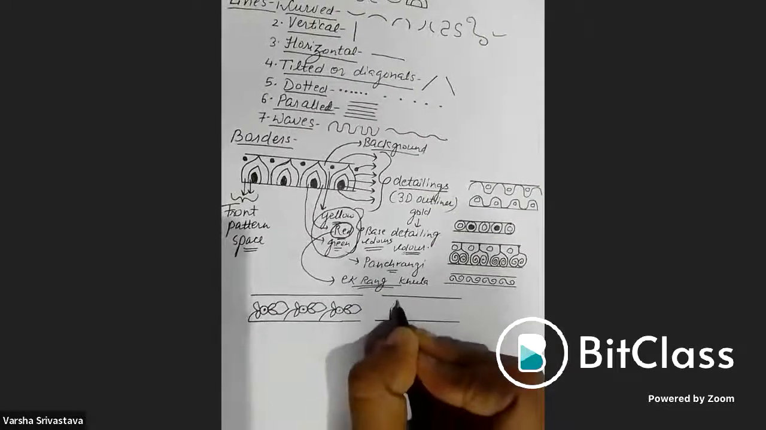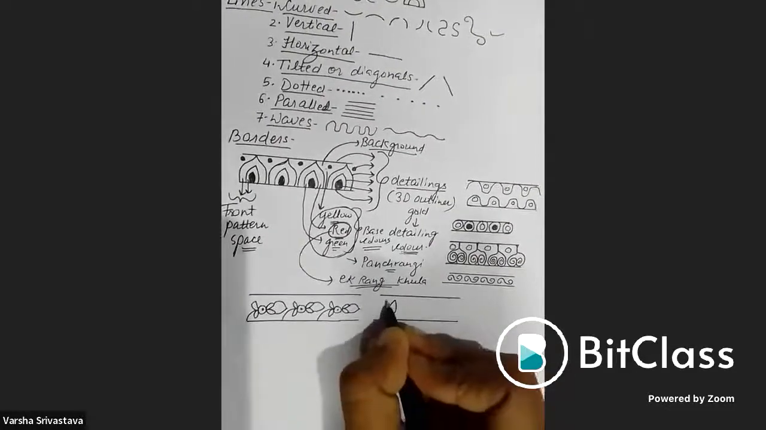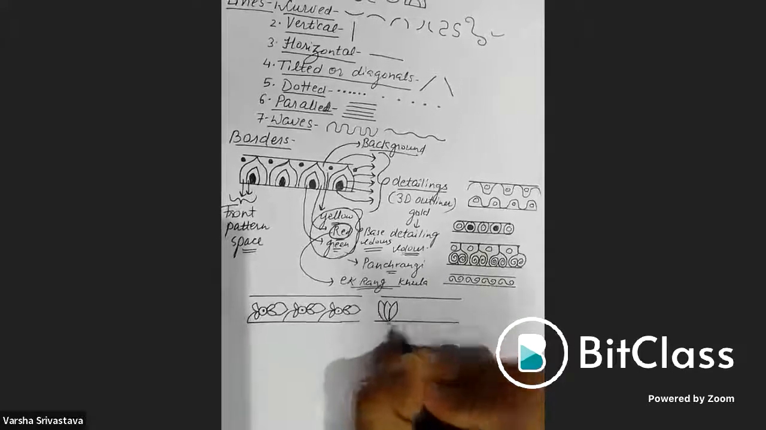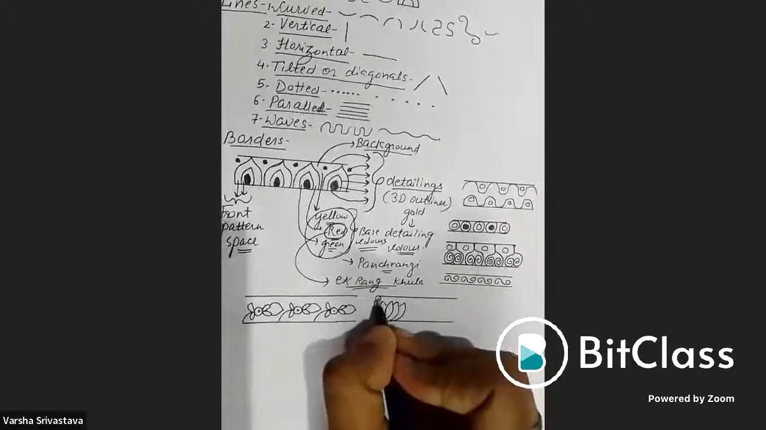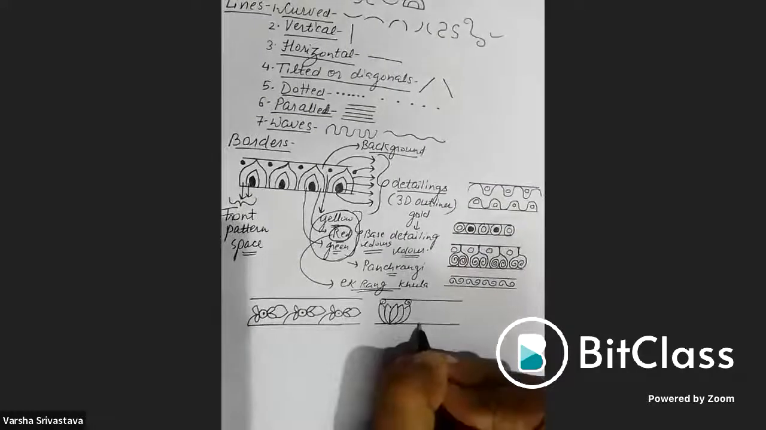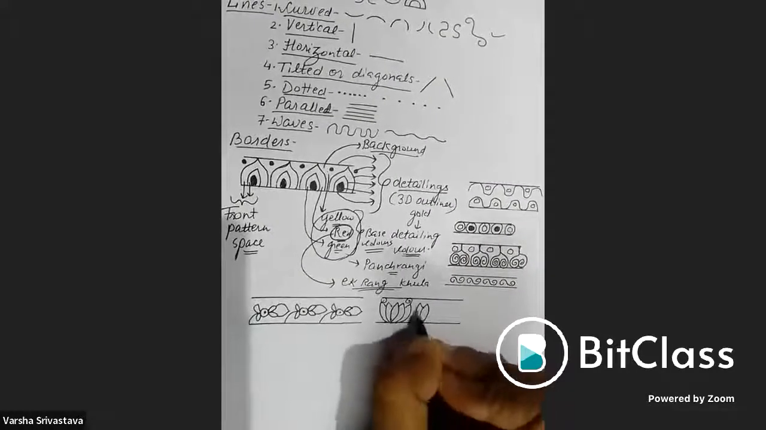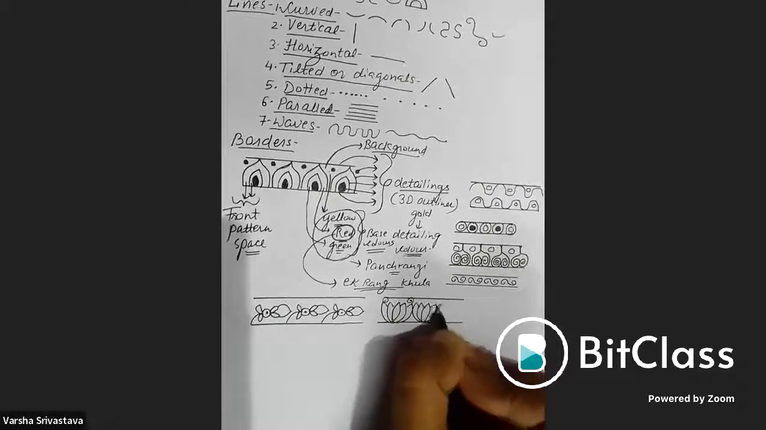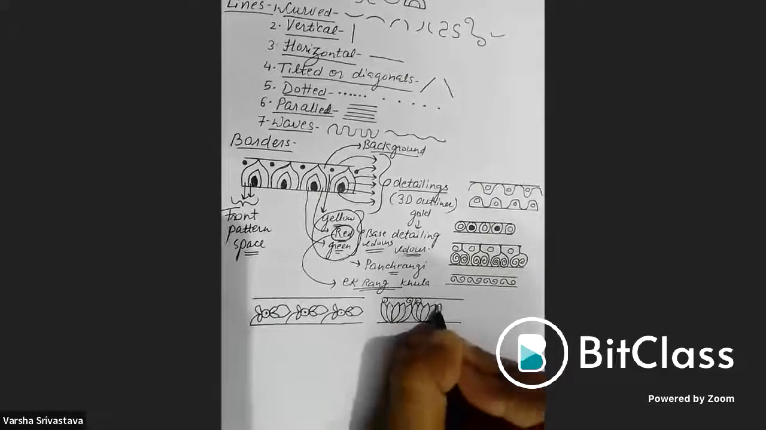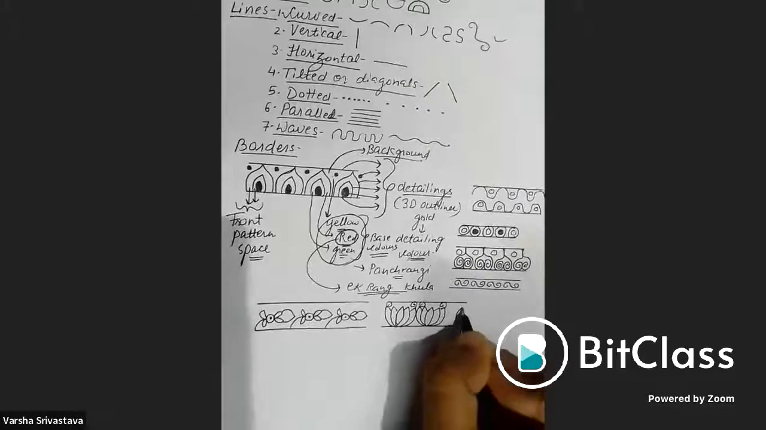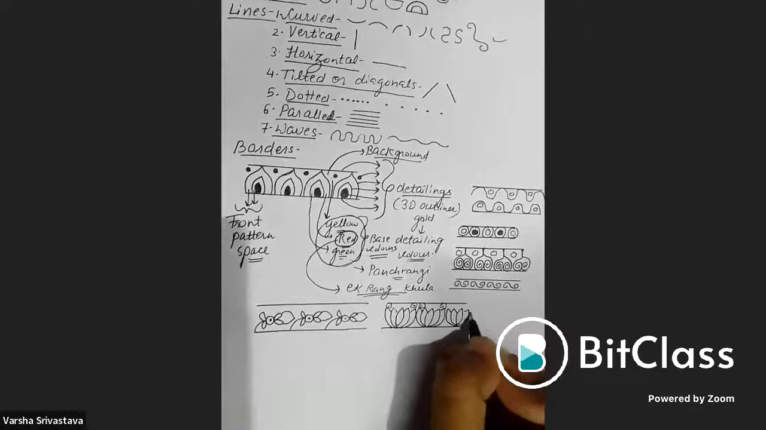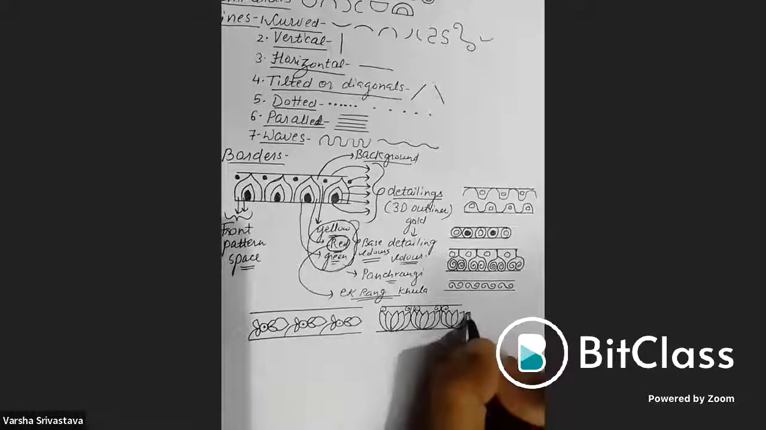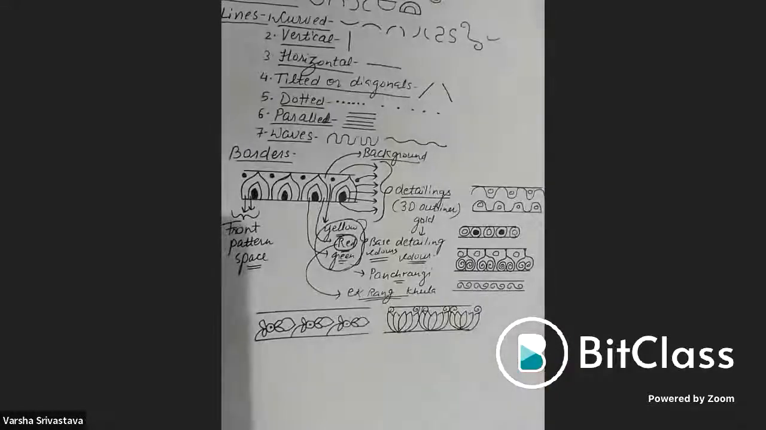I'm making the petals, two petals, both the sides, and the spirals. Petal, two petals, both the sides, and the spirals. Like this.